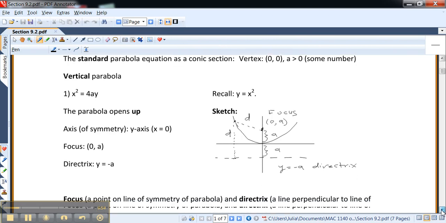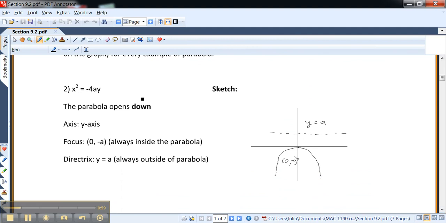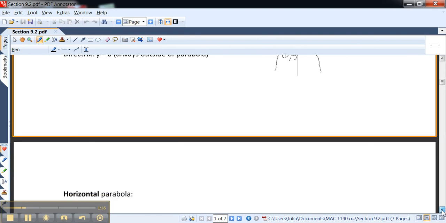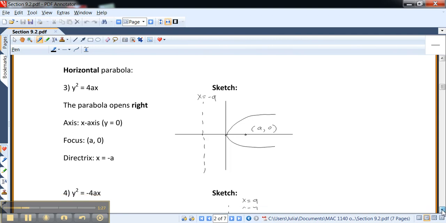So let's take a look at, let's say, we can have a negative parabola if we have a negative in the equation. And that way, of course, the focus is the same as over here. Notice it's negative 4a, and the focus would be 0, negative a in this case. And the same kind of rules apply. Now, horizontal parabola: if the y is squared, then we can have either a parabola facing to the right or to the left, and the same rules apply.